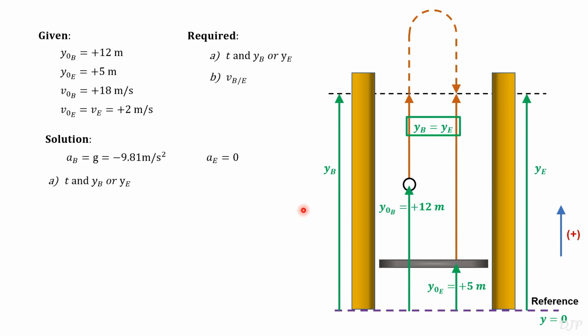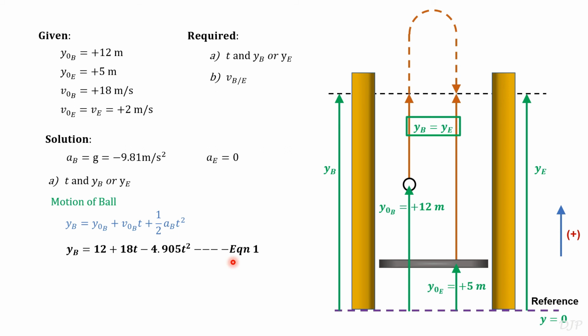Let's start the analysis with the motion of the ball. To determine the final position of the ball, we will use the third kinematic equation, and by substitution of the known values, we will express the final position of the ball in terms of variable t. And we will set this equation as our first equation.